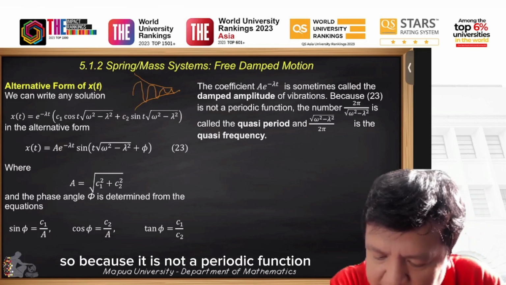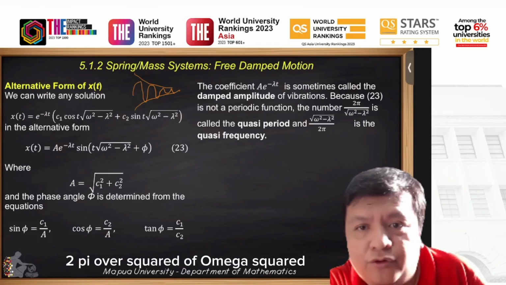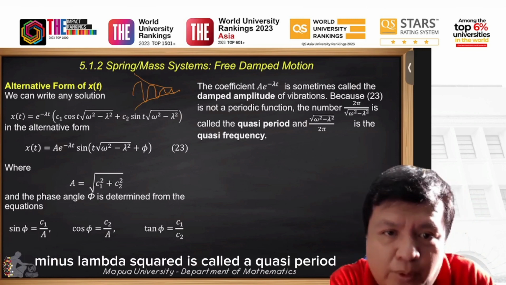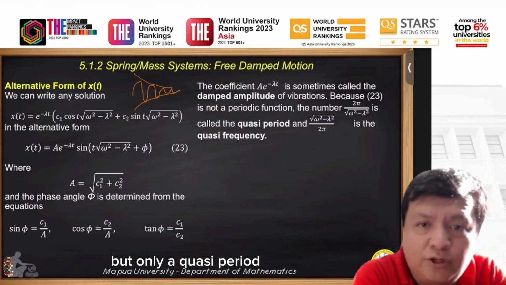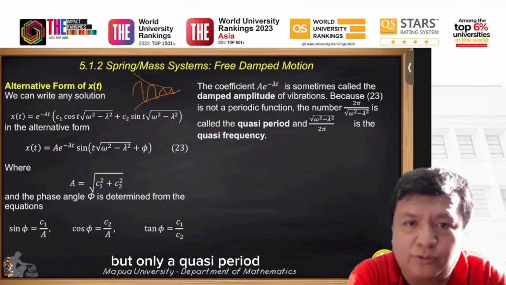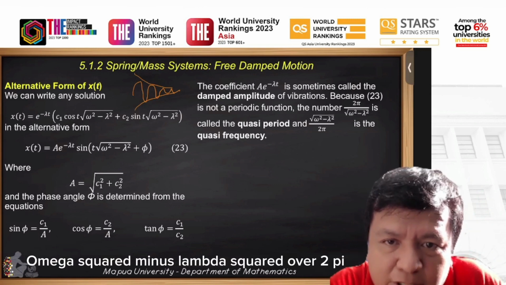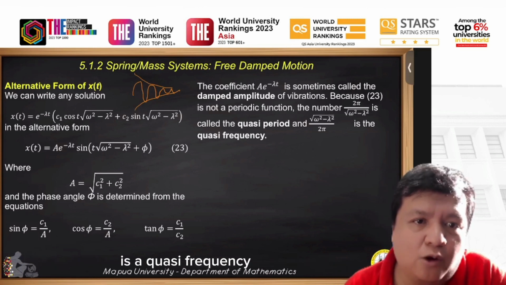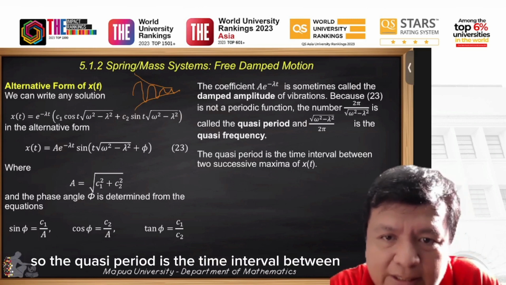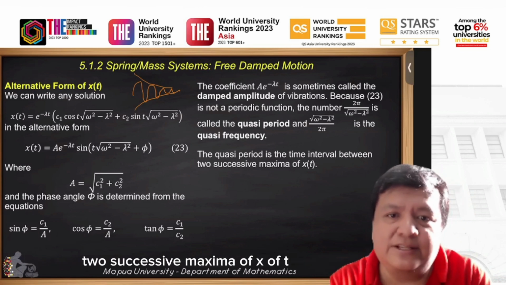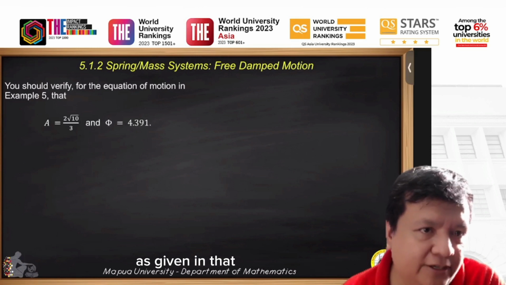Because it is not a periodic function, 2 pi over square root of omega squared minus lambda squared is called a quasi-period, not a true period. And square root of omega squared minus lambda squared over 2 pi is a quasi-frequency. The quasi-period is the time interval between two successive maxima of x of t.